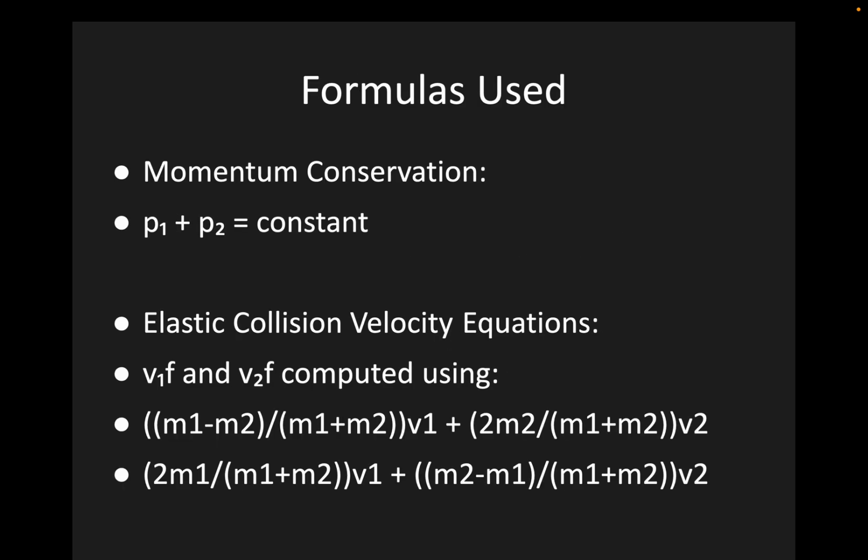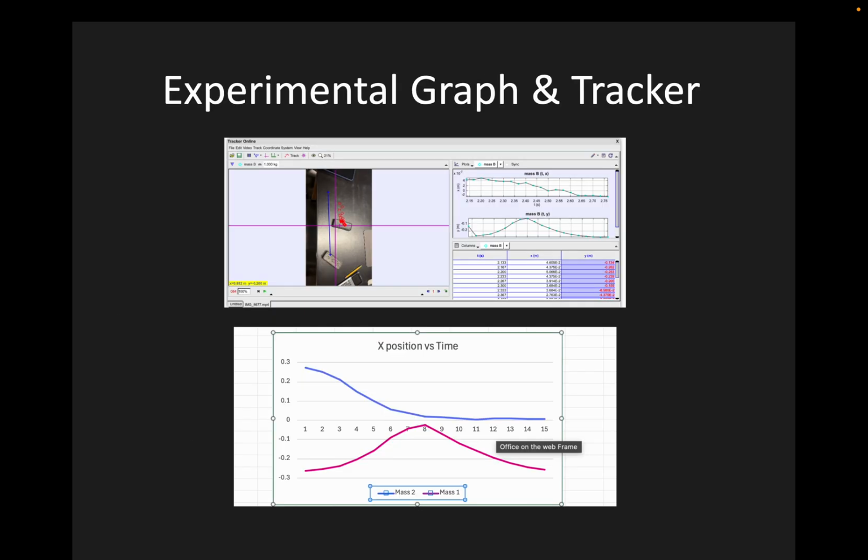Formulas used. Momentum conservation, which is P1 plus P2 is constant. It's P1 plus P2 initial equals P1 plus P2 final. Okay. Elastic, and then F1 computed to find the elastic collision velocity. So equation 2: m1 minus m2 over m1 plus m2 to find velocity. And then the experimental graph.